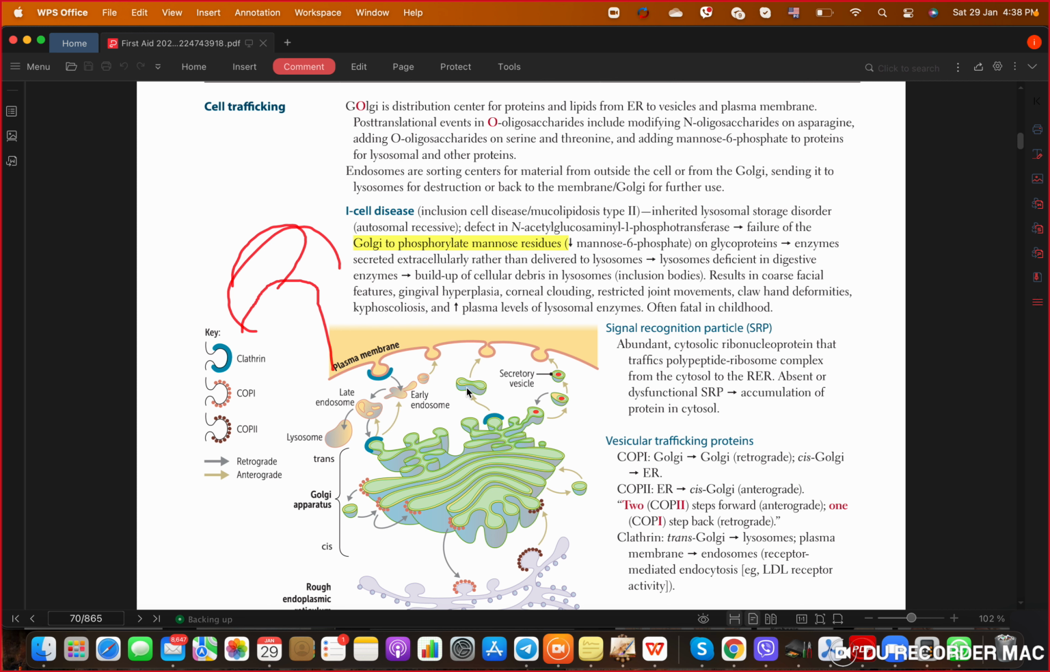Sorry, signal recognition particle. Okay, so the signal recognition particle is a particle that is responsible for withdrawing bad proteins from the cytosol back to the rough endoplasmic reticulum, leading to them being recycled. Okay? Recycled, okay. Yep. So if you don't recycle them, they will be accumulating inside of the cytoplasm, which can lead to problems. Correct? Okay, Doc.